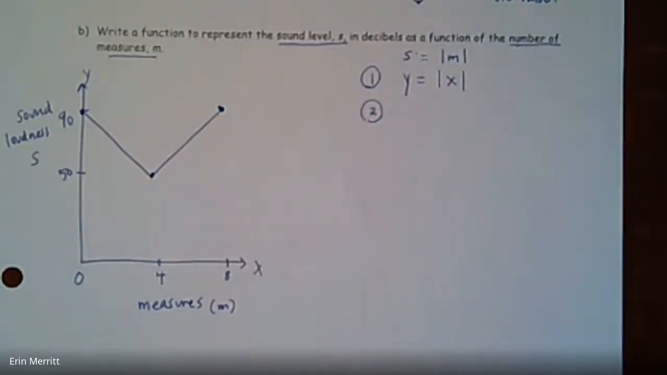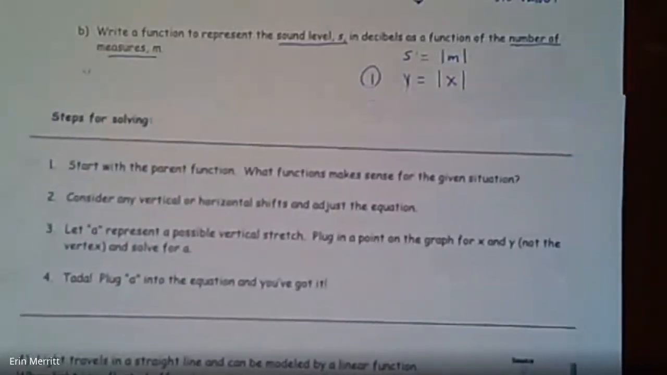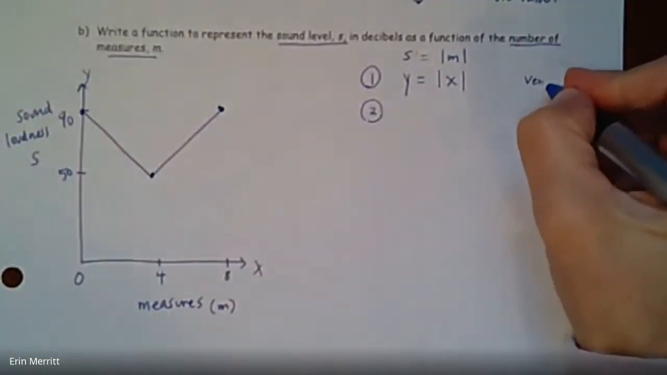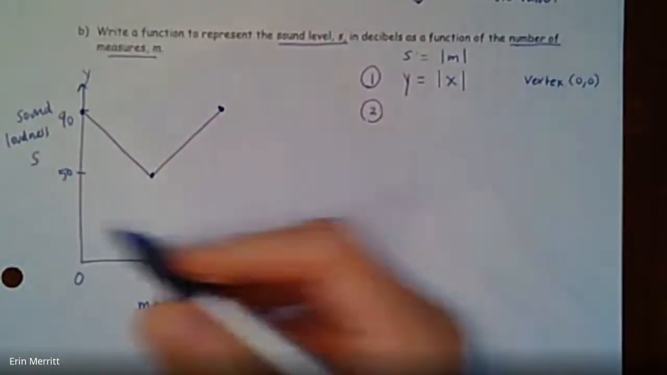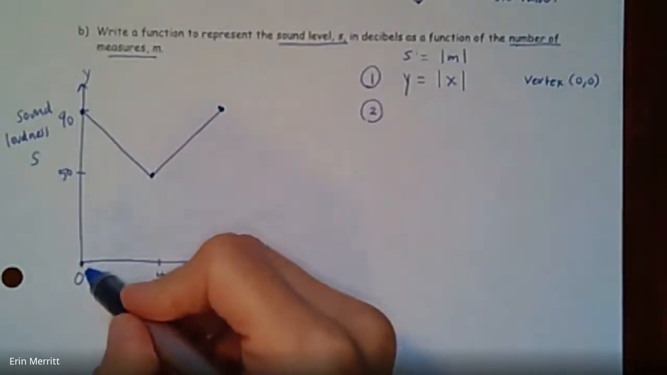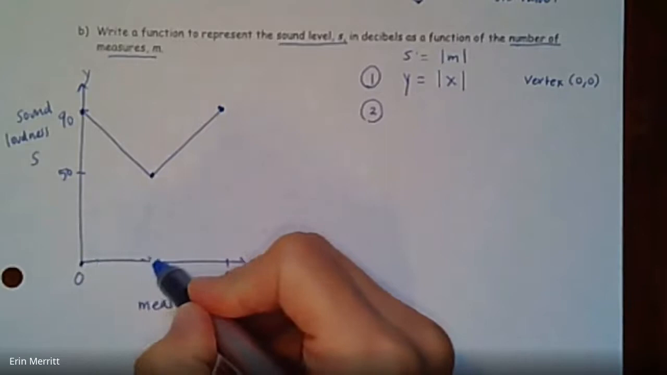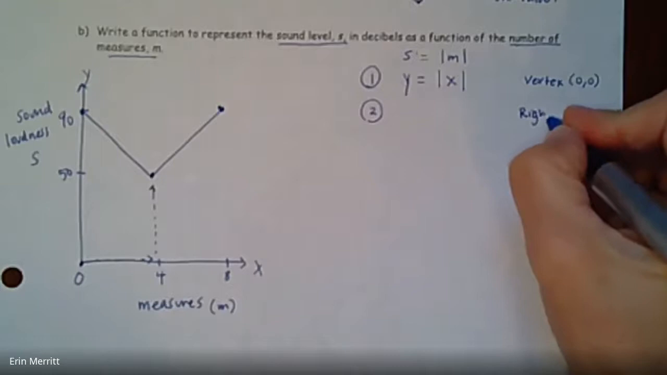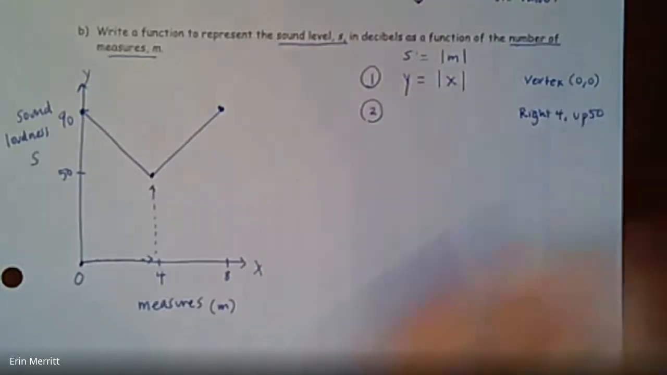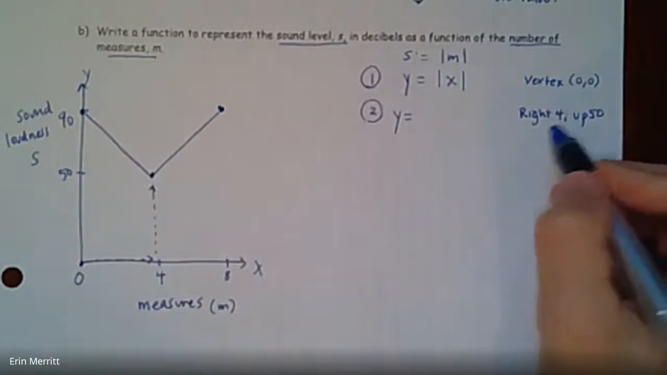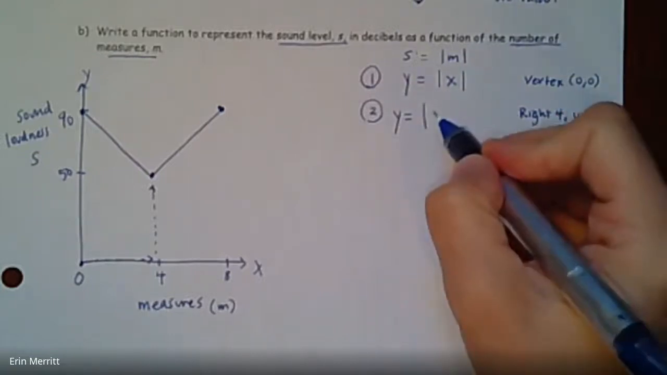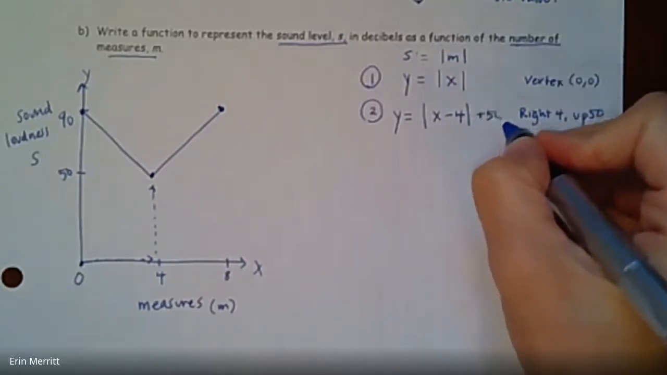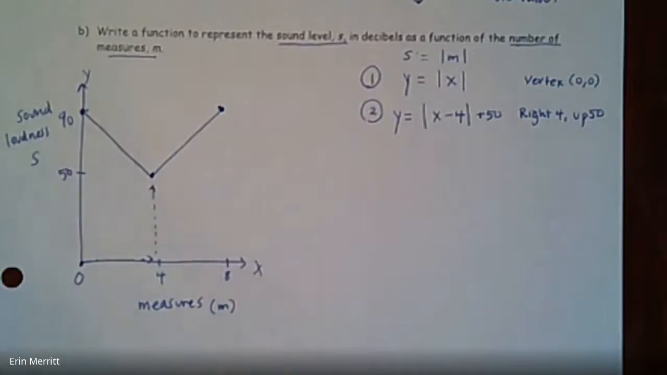Step 2, let me bring back our directions from the other page. Step 2 says consider any vertical or horizontal shifts. Well, the vertex, again, would be for the basic at 0, 0. The vertex is not here, it's over here. So we need to shift it to the right 4 and up 50. Right or left goes on the inside with x, so that would be subtracting 4 on the inside. Up 50 goes on the outside, so that's plus 50 out here, right?